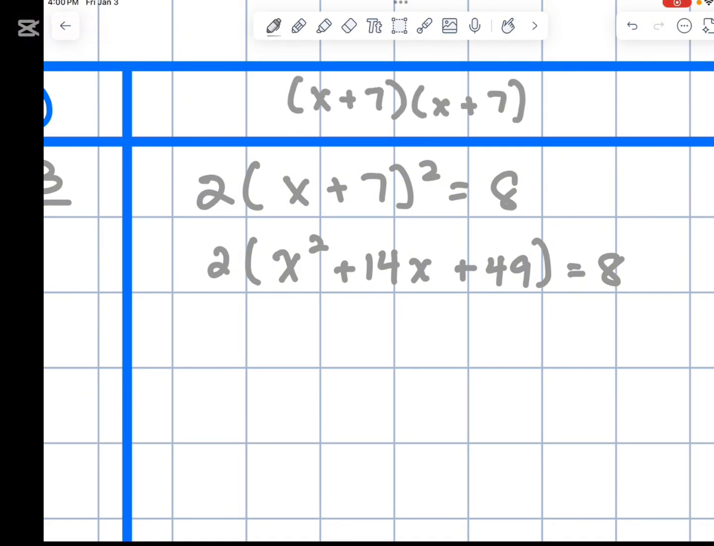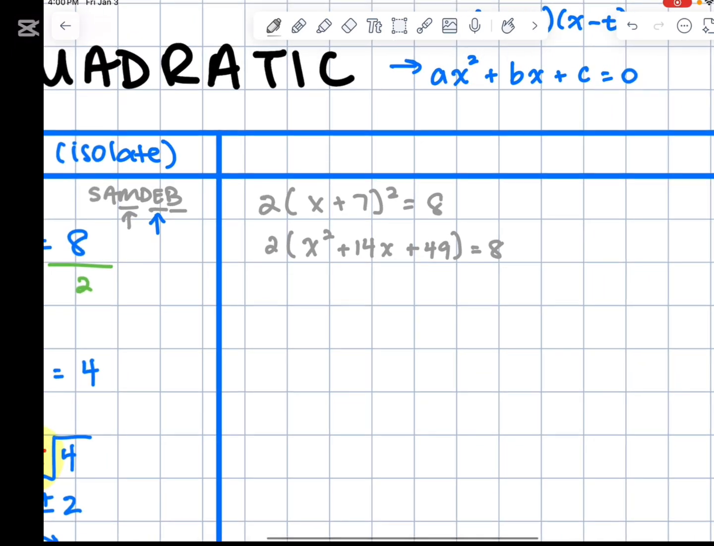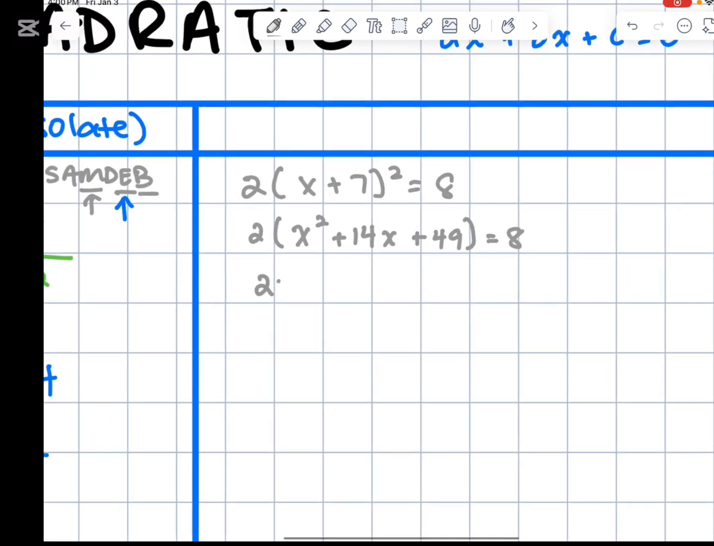Expand using FOIL or whatever method you've used, and that will get you this inside bit here. Okay, but the important thing is this does not equal x squared plus 49. You need that plus 14 there. That's a really, really common mistake. All right, so then those of you who want to expand might keep on going.